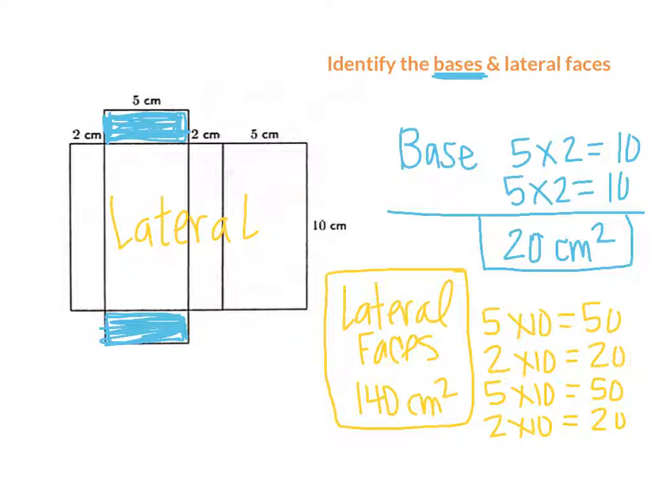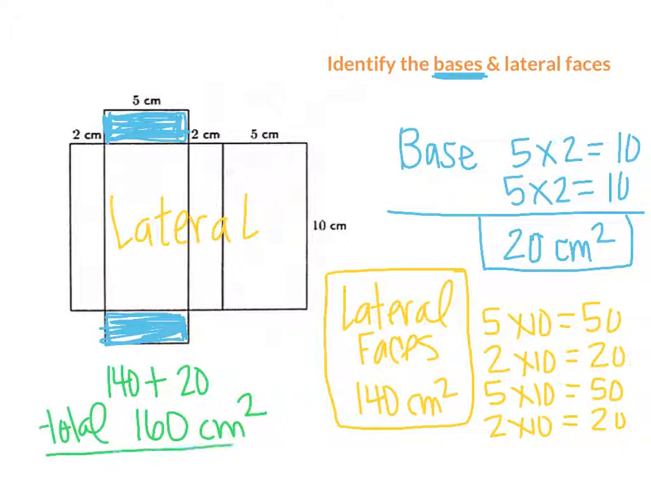But if the question asked for the total surface area, then I'm going to have to go back and put my 20 plus my 140 to get the total overall surface area. So 140 plus 20, that's going to equal 160 square centimeters. And remember, this is the total surface area. We had 140 for our lateral surface area.